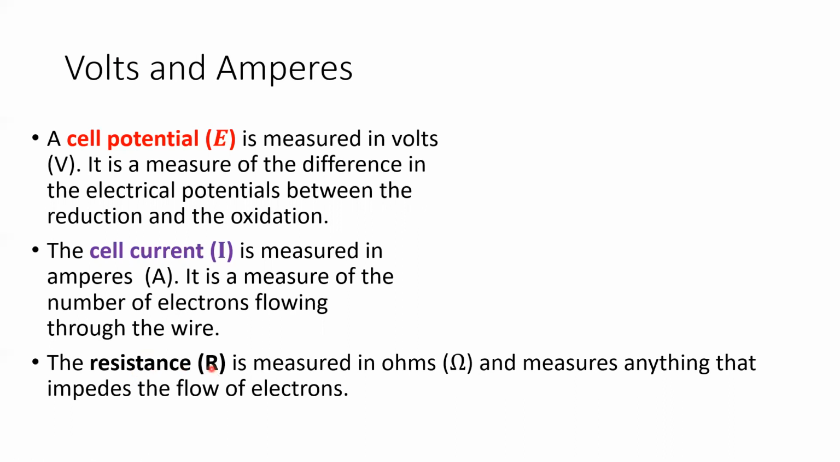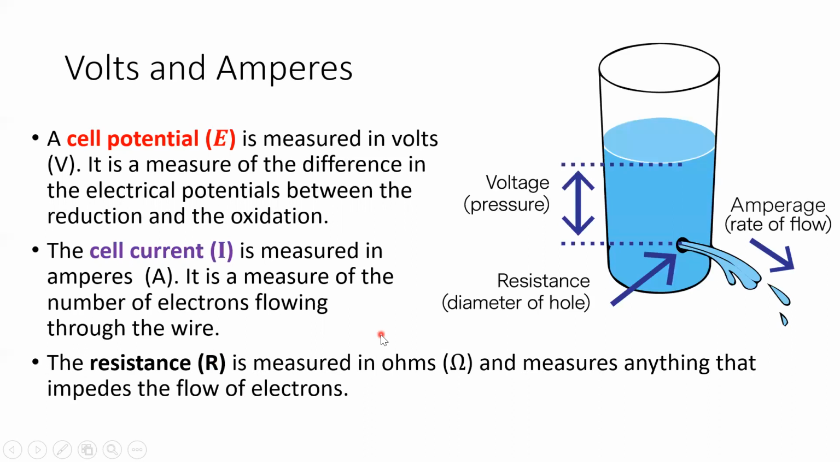And the units are ohms, this is a Greek unit for that. And it measures the resistance, the impediment of the flow of electrons. Okay, so to kind of summarize this up, this is just an example. It's not talking about electrons, but maybe it'll make more sense.